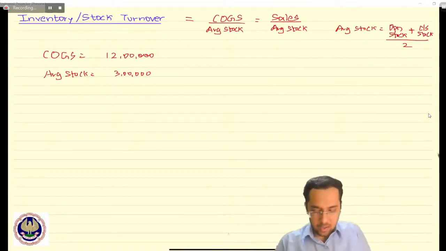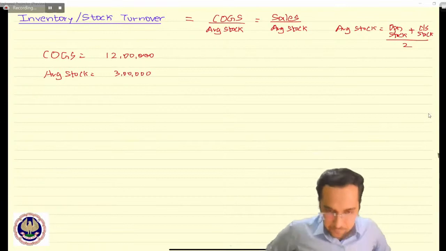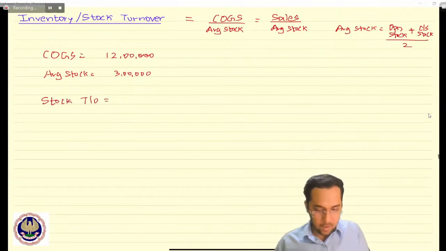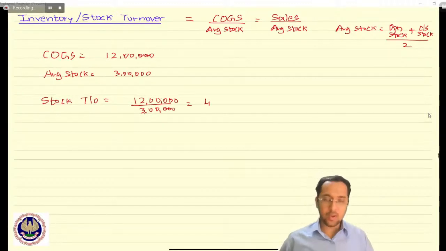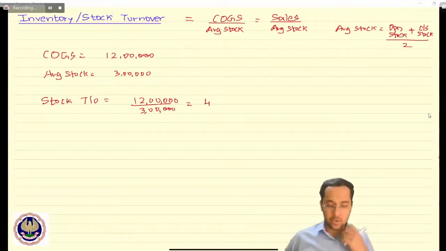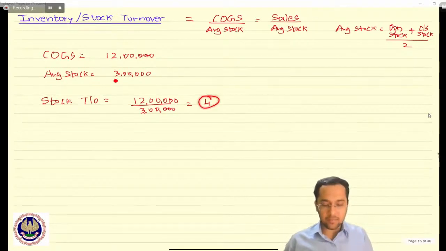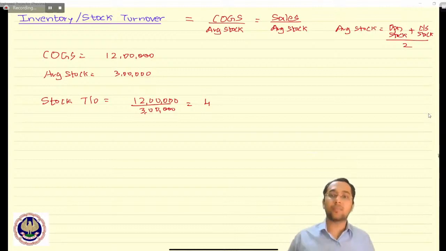Now, if I calculate my stock turnover ratio, it is 12 lakh divided by 3 lakh. So what does that signify? That means it is 4. As I told you in the interpretation of the earlier turnover ratios, what does it indicate? That your COGS, the goods that you're selling, is equivalent to 4 times your average stock. It means whatever stock you are maintaining, you're able to generate 4 times of that as your sales.